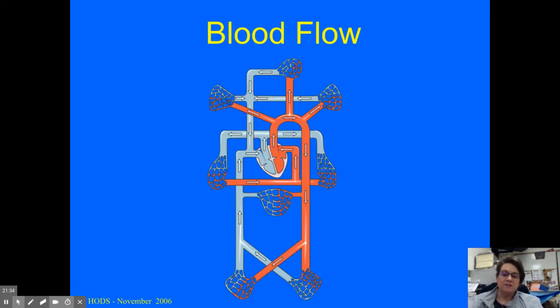Okay, once again, this is the flow of blood in the heart. Be sure that you are familiar with this. This is the blood coming in from the rest of the body. It goes to the right atrium, right ventricle, out to the lungs. It comes back from the pulmonary veins into the left atrium, through the left ventricle, and out through the aorta into the rest of the body. So be sure you know that, okay?